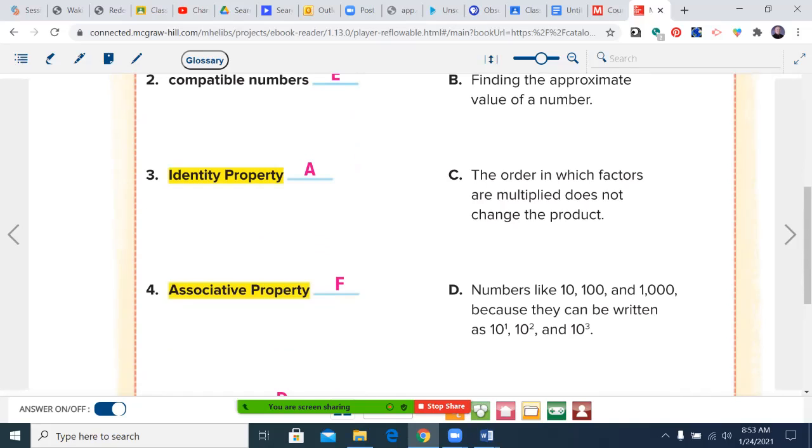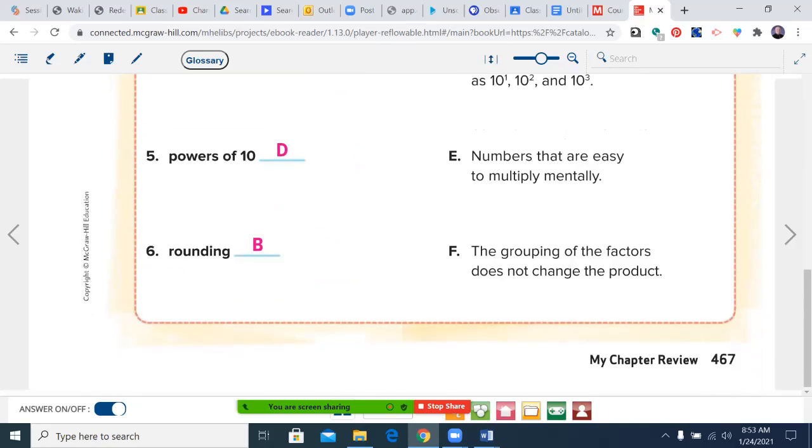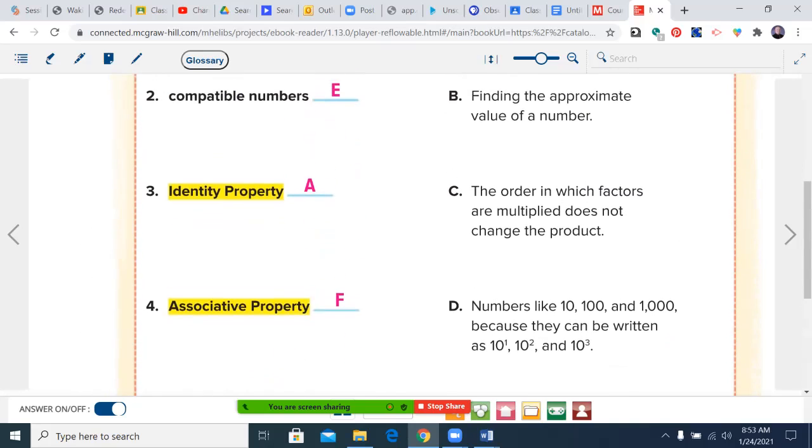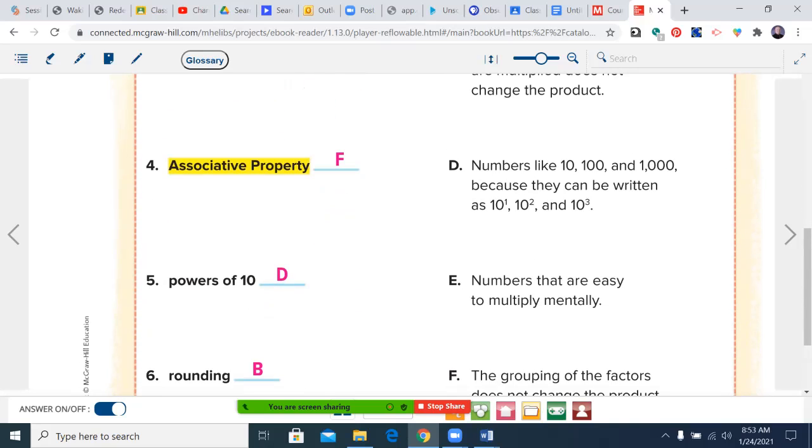Number 4, associative property, that's an F. The grouping of factors does not change the product. If I had the numbers 2, 3, and 4 to multiply, and I put 2 and 3 together in parentheses, and parentheses are what you're looking for, I'd have 2 times 3 in parentheses times 4. But I could change the grouping and put 2 times and then put my 3 times 4 in the parentheses. In both of those situations, the product will be the same. Didn't change the order. I just changed who was hanging out with who.